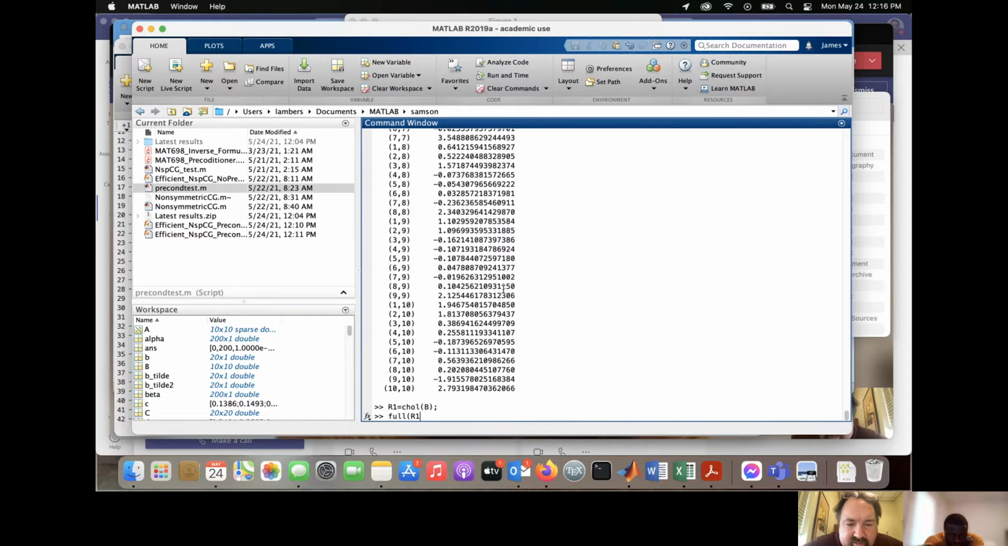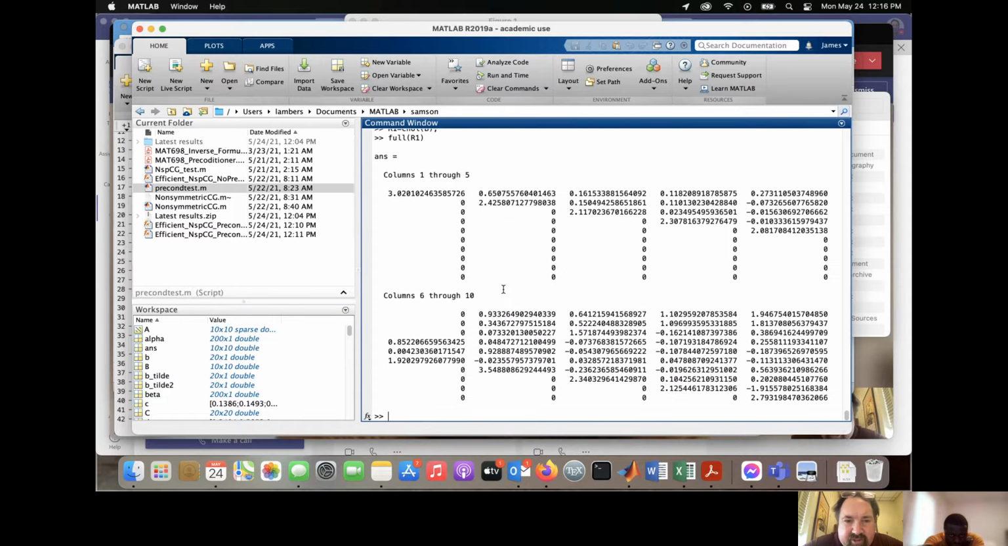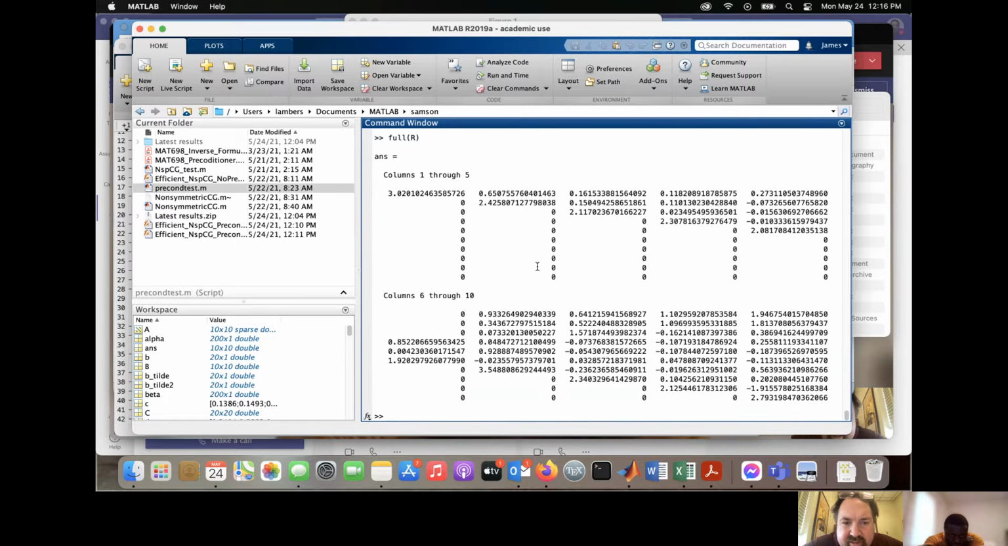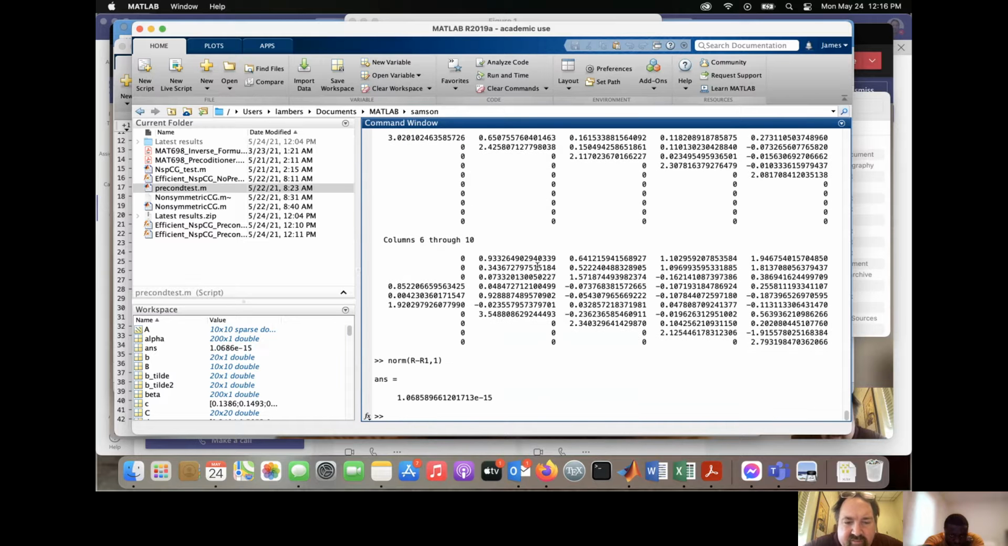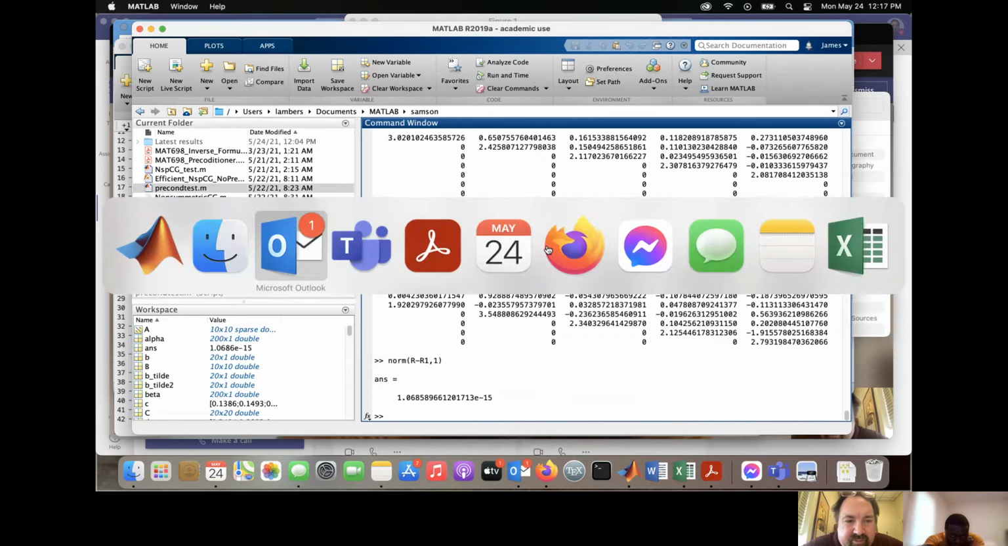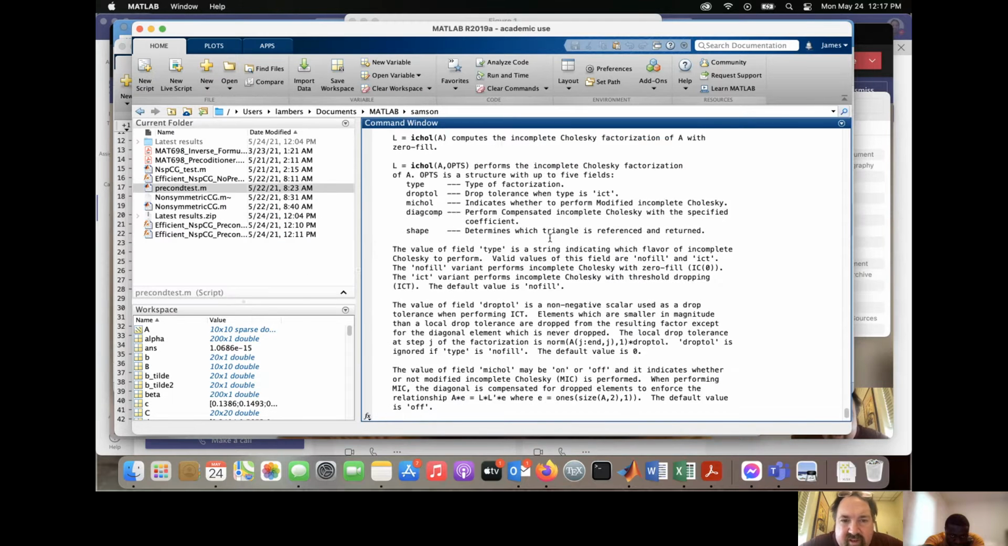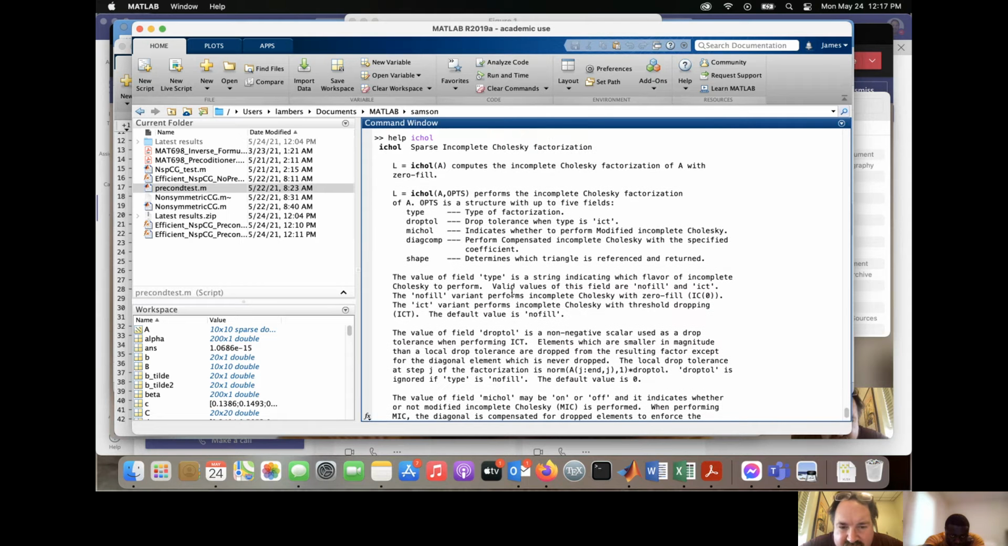All right, so there's a true Cholesky factor, and then the incomplete Cholesky factor. Are they the same? Oh, they are the same. Okay, I don't like that. Oh, I guess the drop tolerance is only used with, okay, a certain type of factorization. So drop tolerance for ICT. Okay, so I need to specify that.